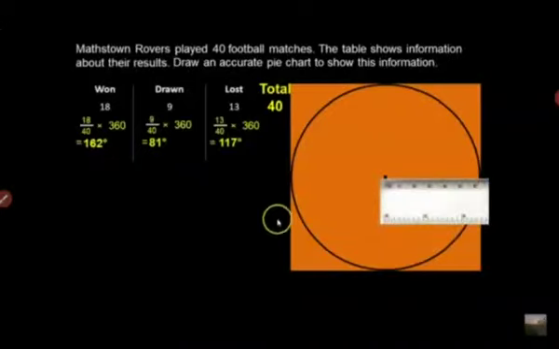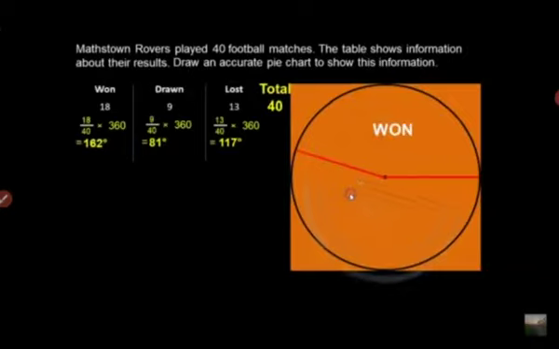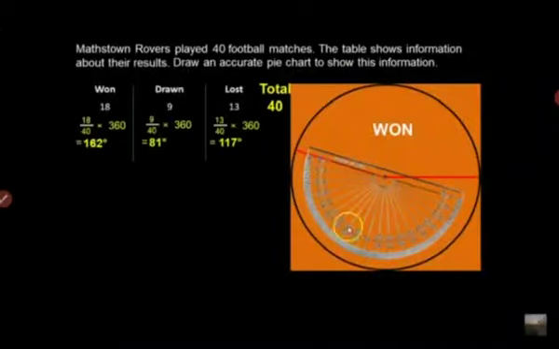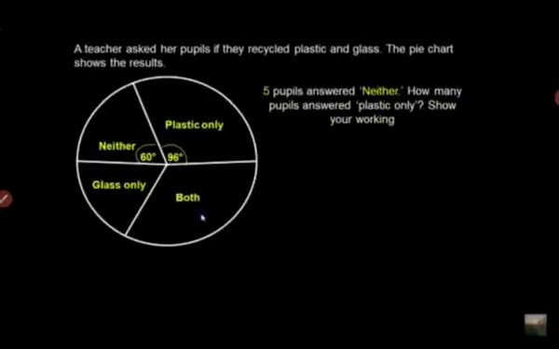Take your protractor, ruler and pencil and do as we did before. Let's draw 162 degrees. This is the baseline. We have 160 here, slightly more, 2 degrees more than 160, that's 162. And label it. Then we draw 81 degrees. From here all the way, 80 over here and 81 over here. That's 81 degrees, and don't forget to label it. Finally, the leftover, the remaining, is the lost. Remember, we need to give a title for the pie chart.